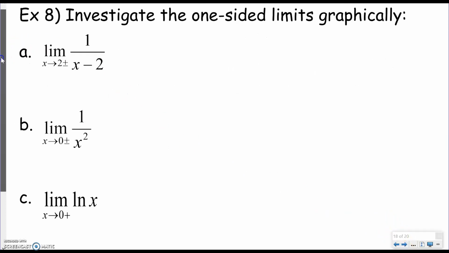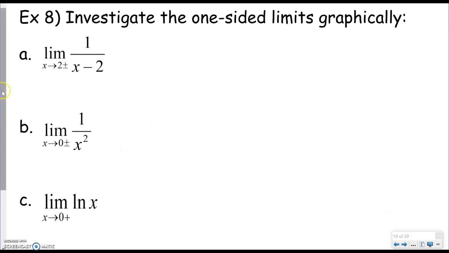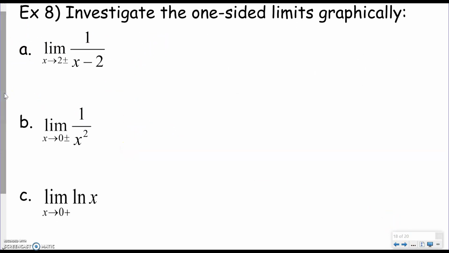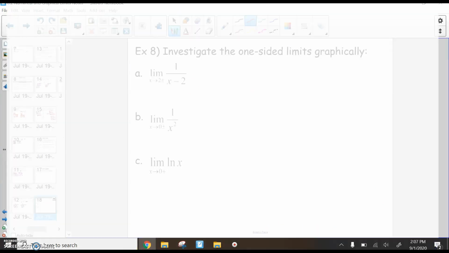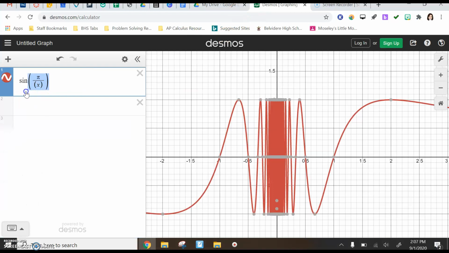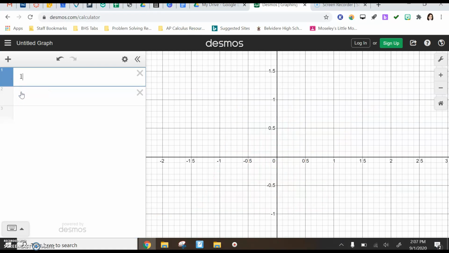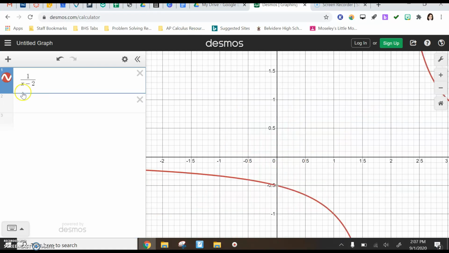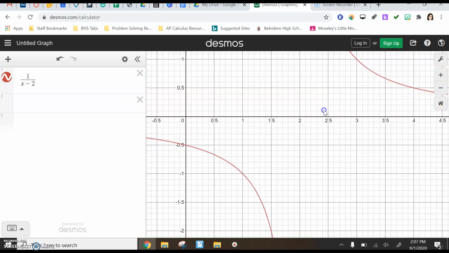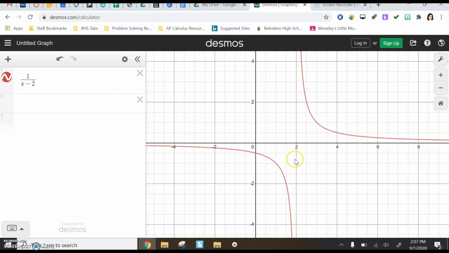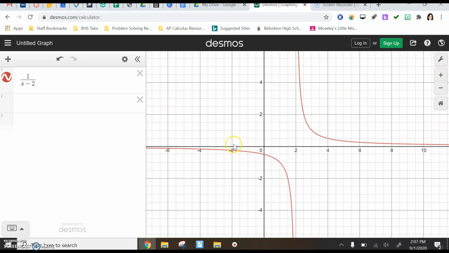So if we look at this graphically, I'm going to go ahead and flip over and type these in. What is happening as x approaches 2 from the left and the right of 1 over x minus 2? So let's go ahead and type that in. Okay, so notice on the left side, our graph is decreasing without bound, and from the right side, it is increasing without bound. So let's go ahead and write that down.